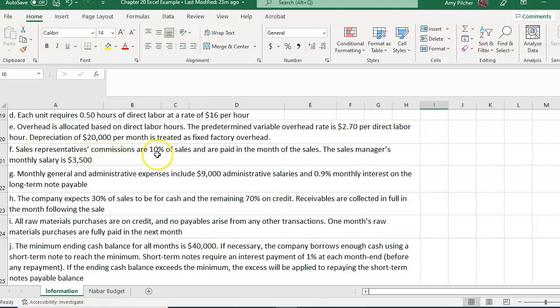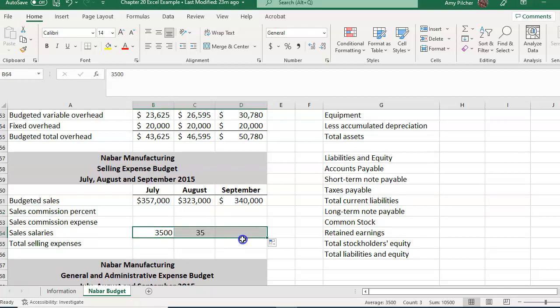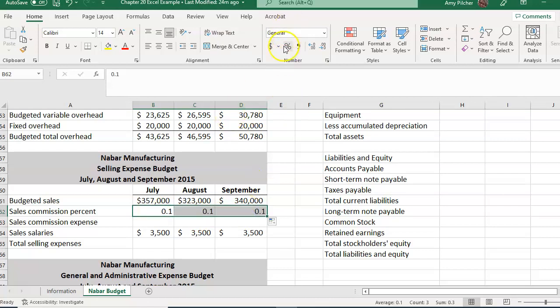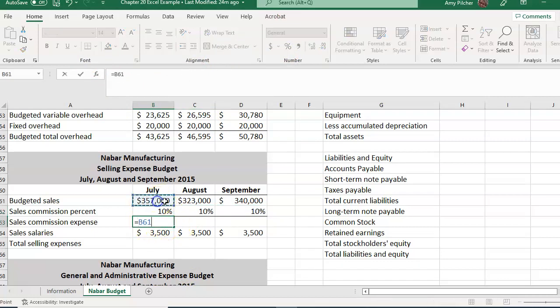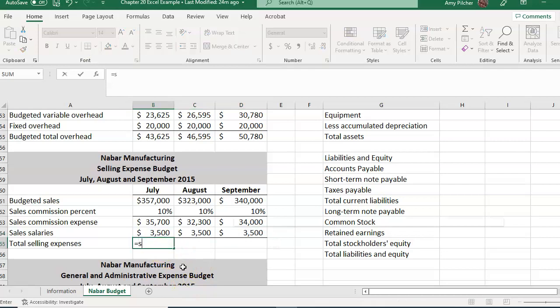Sales representative commissions are 10% of sales and paid in the month of sales. The sales manager's salary is $3,500. So 3,500 for this, that's the same every month. And 10% for our commissions. So our sales commission expense is the budgeted sales times our sales commission percent. Take that across. And our total selling expenses are commissions plus salaries.